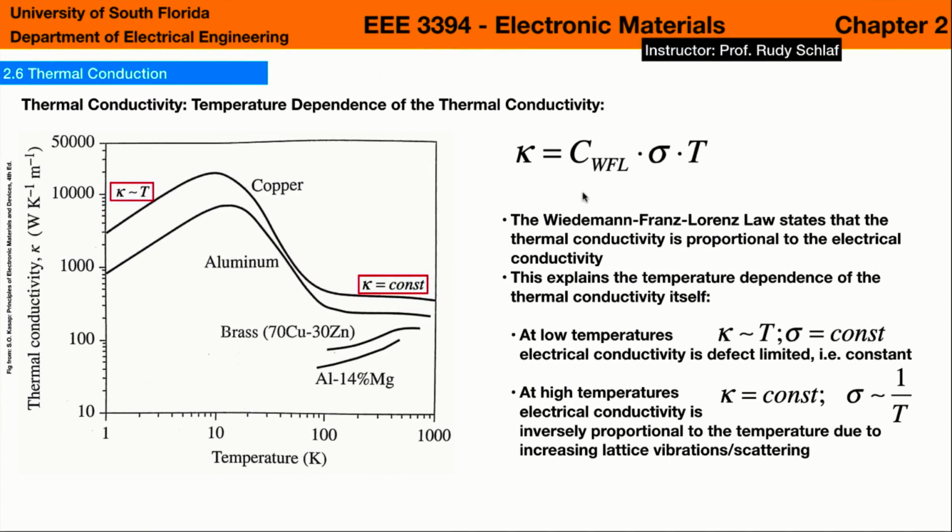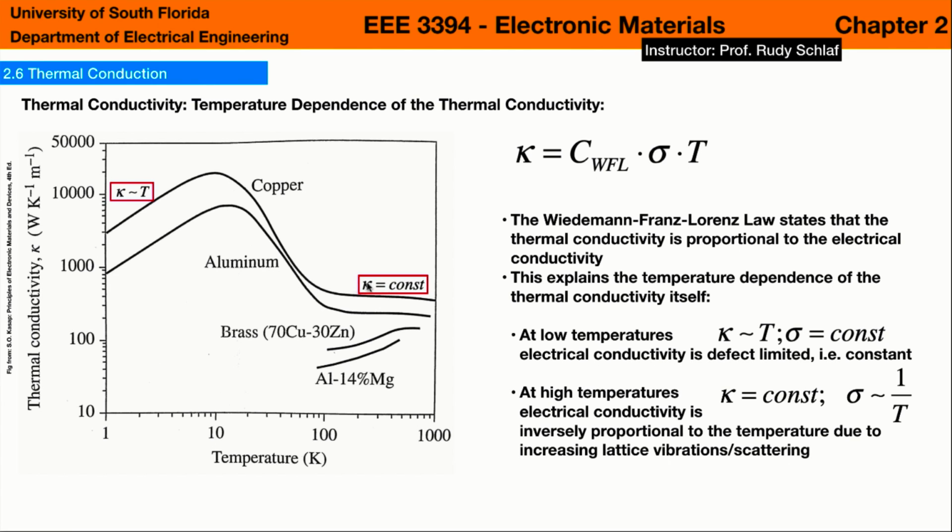This here shows the temperature dependence of the thermal conductivity of copper and of aluminum. And we see here that at low temperatures, the thermal conductivity is proportional to the temperature. And that makes sense because we know by now that the electrical conductivity is constant at low temperatures because the resistivity is just defect limited.